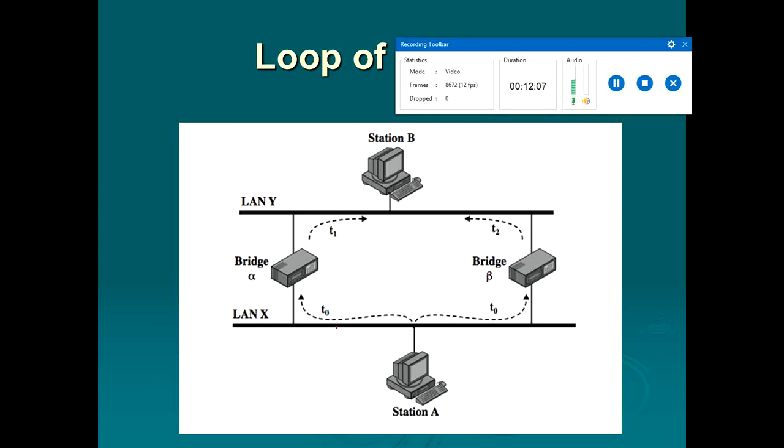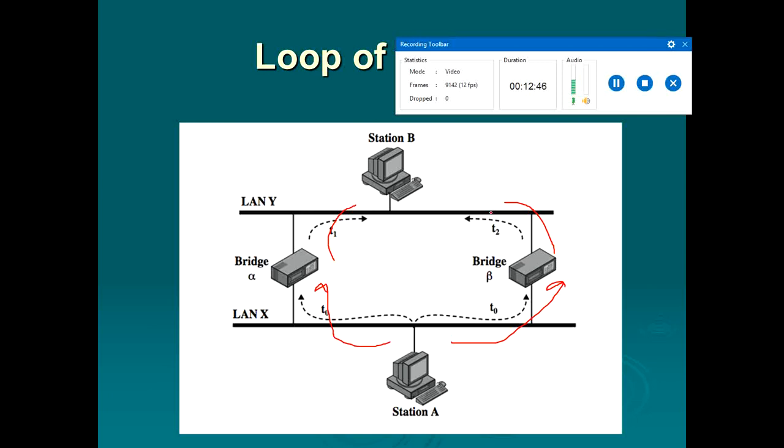In this case, the frame will be captured by both the bridges alpha and beta. So each bridge will update its database that station A is on LAN X, and then it will transfer the frame to station B on LAN Y. Let's assume that bridge alpha transmits the frame at time t equals t1, and bridge beta transmits the same frame at time t equals t2 later on. So now B will receive two copies of the frame.